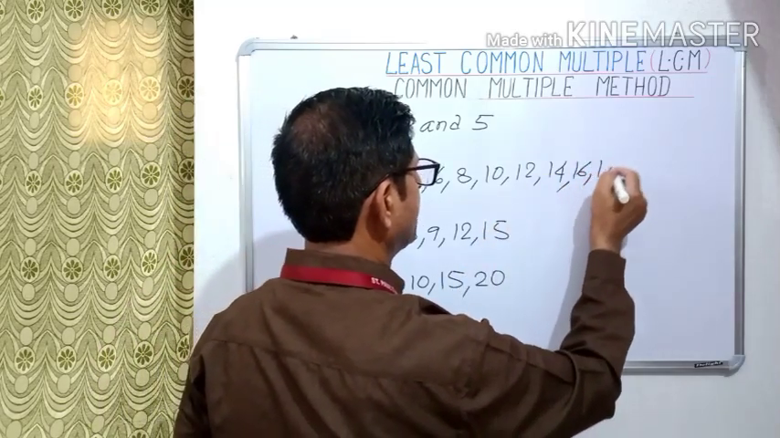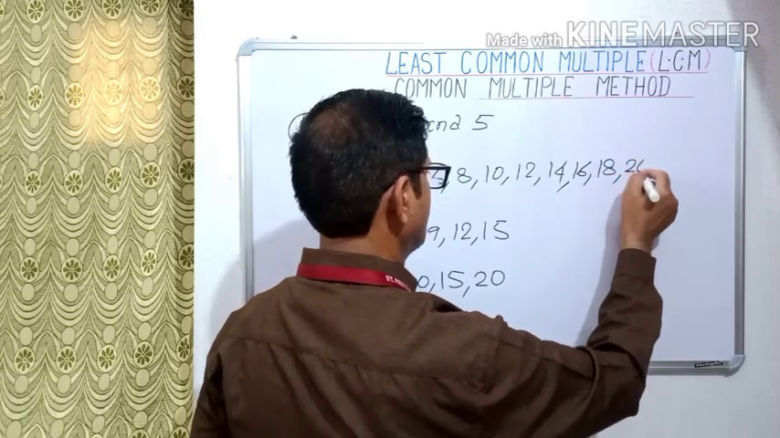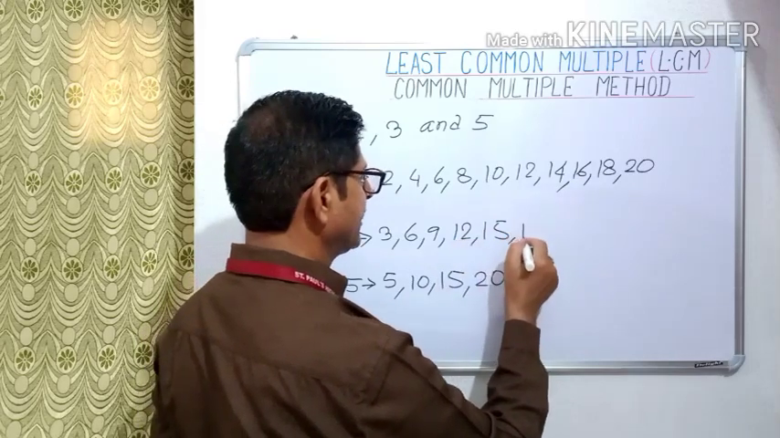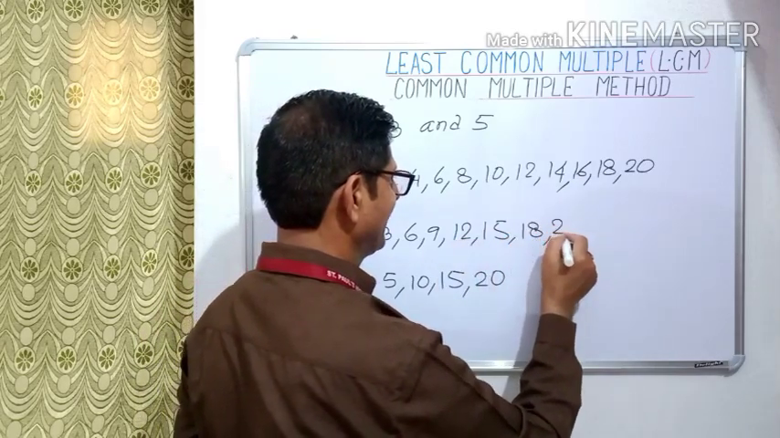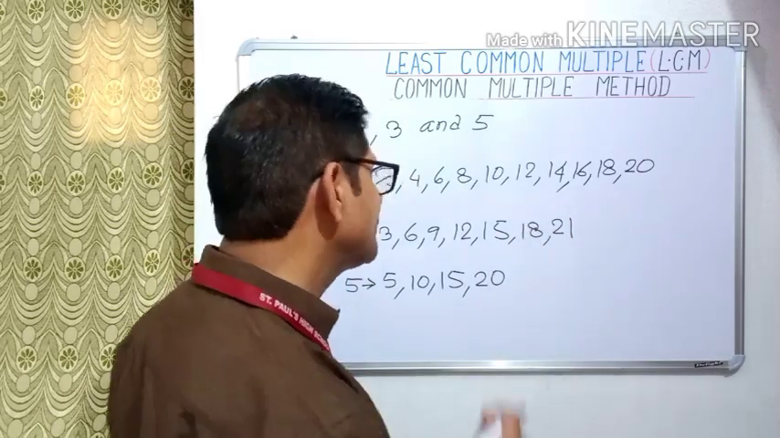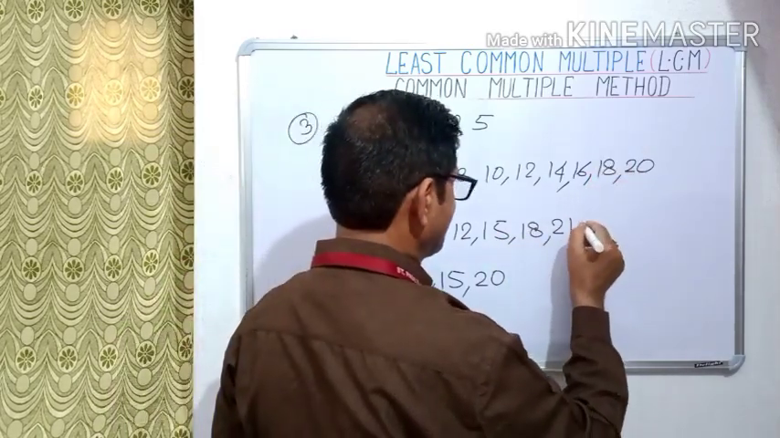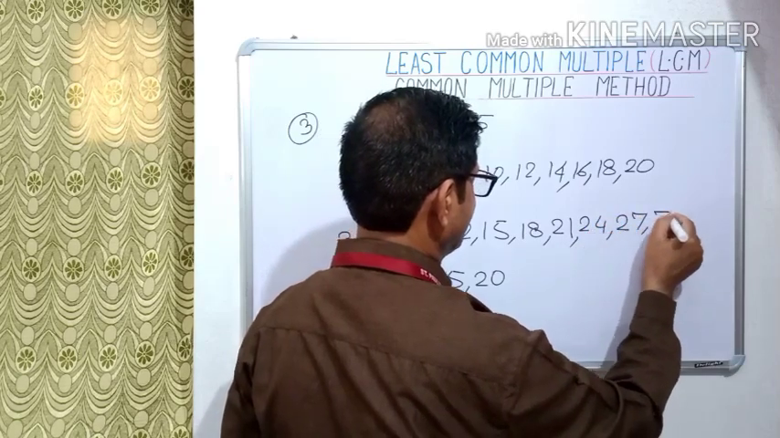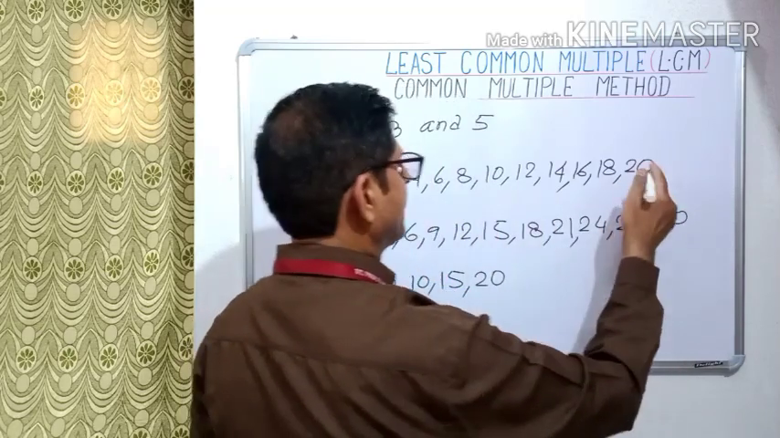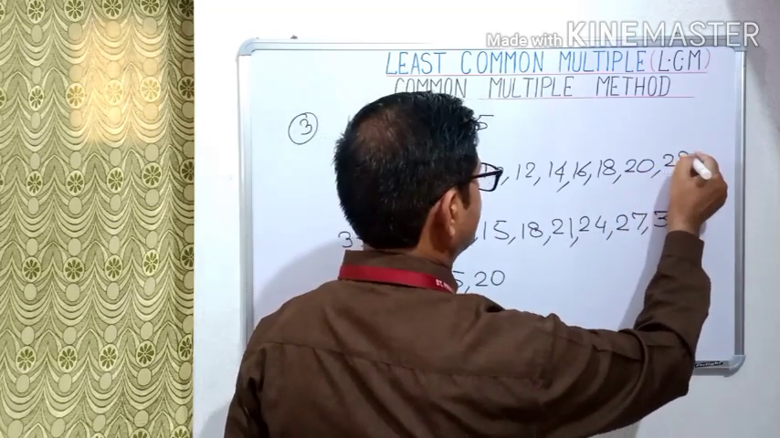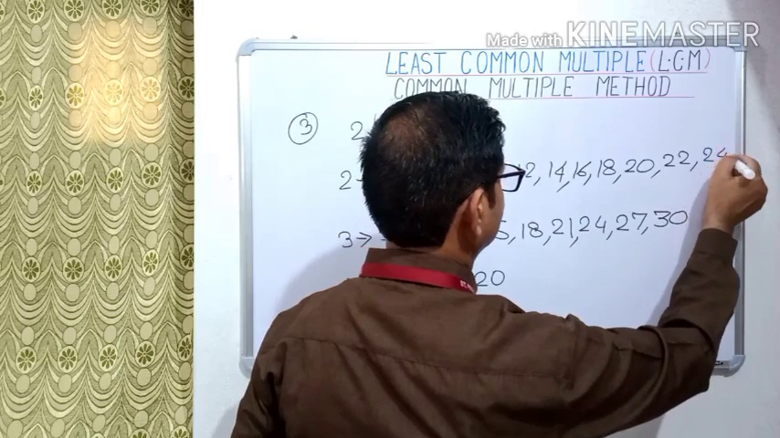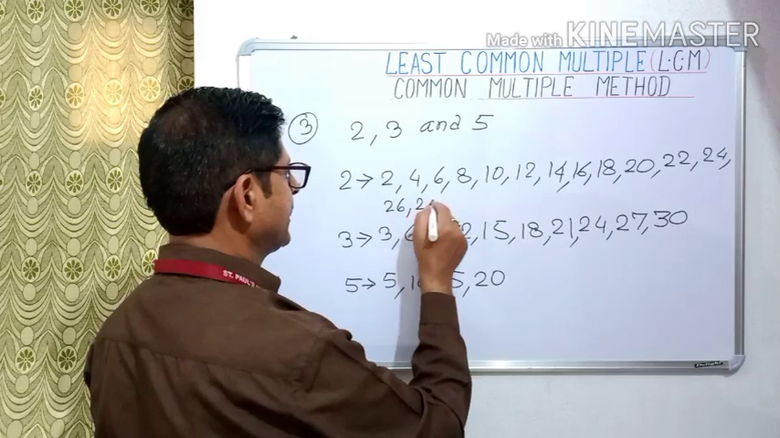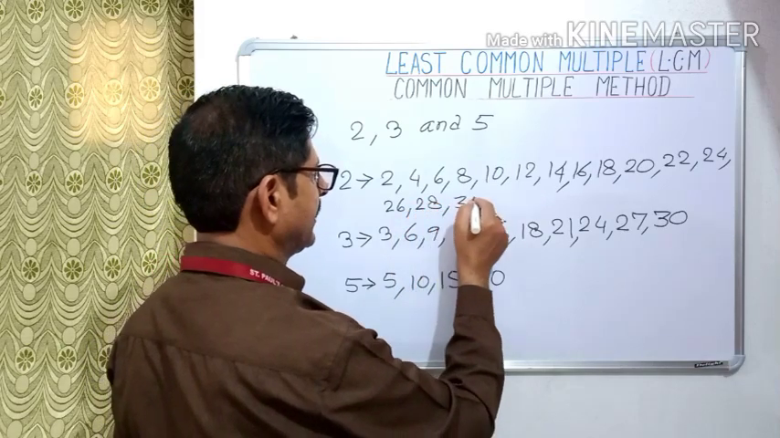16, 18, 20. 20 is there, but not in this line. See, not in this line. So extend it. 3 8s are 24, 3 9s are 27, 3 10s are 30. 2 10s are 20, 11 2s are 22, 12 2s are 24, 13 2s are 26, 14 2s are 28, 15 2s are 30.